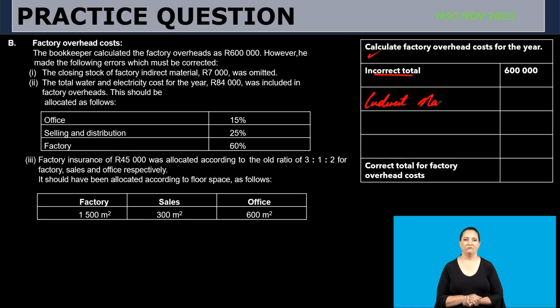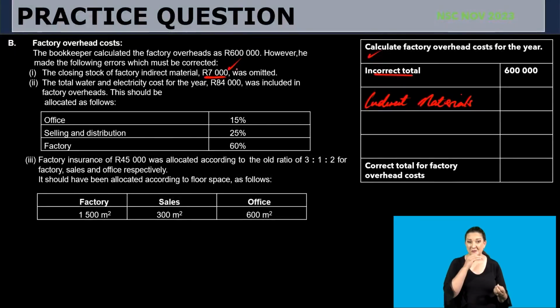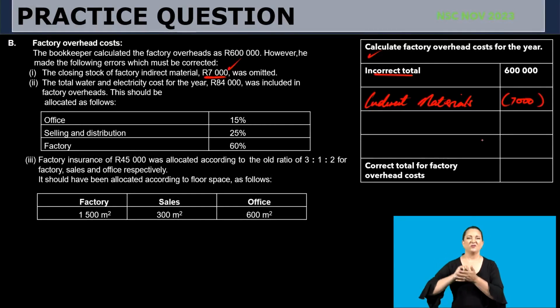indirect materials. When indirect materials closing stock is omitted, remember if we were going to calculate, we would have said opening stock plus purchases minus the closing stock. So we did not subtract that 7,000. That's what it means. So I'll come here, then I'll say minus 7,000. We subtract the closing stock. I'll go on to the next one.